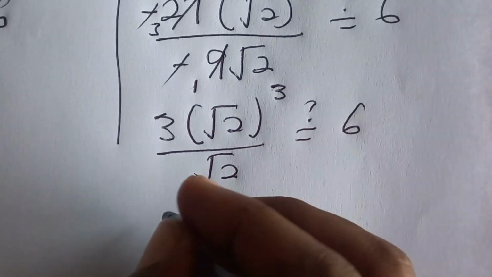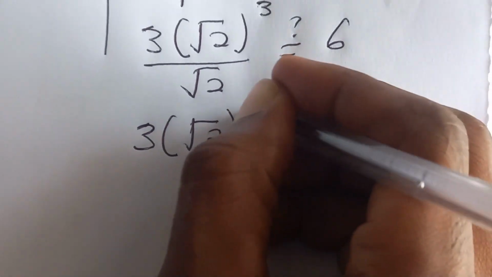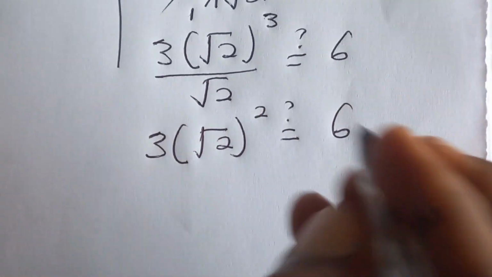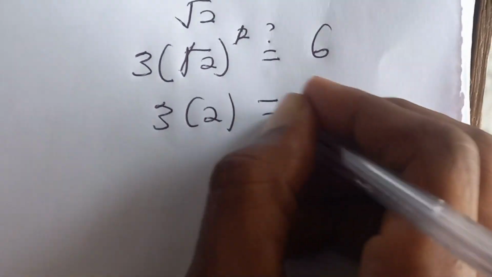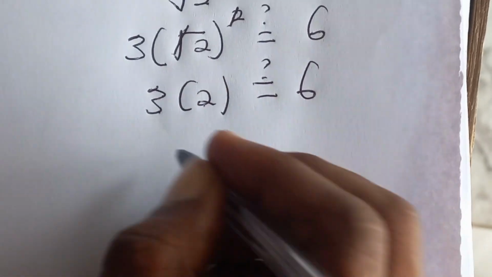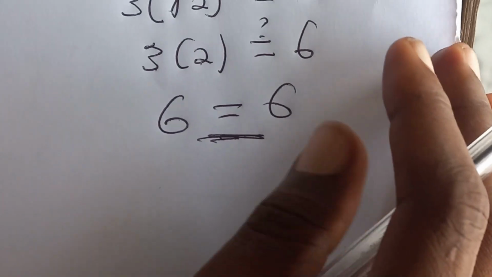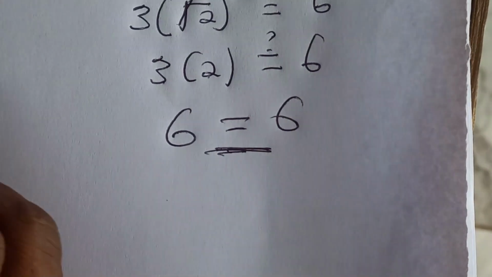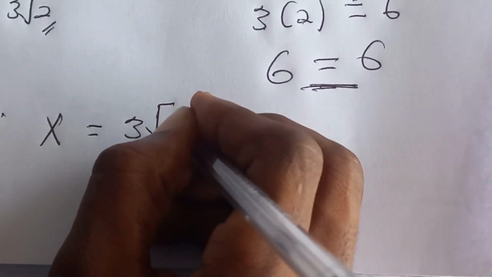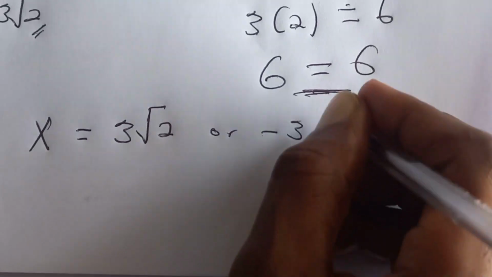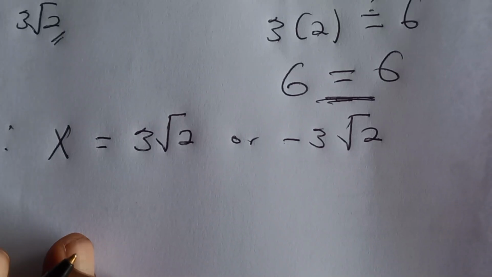And we know that this one, we write it as 3 into bracket root 2 exponent 2 should be equal to 6. Now after this, we are getting 3 into bracket 2. 3 times 2, we have 6, which is equal to 6. So the x2 also works. So we say that therefore x is equal to 3 root 2 or negative 3 root 2. So these are the solutions for the system.